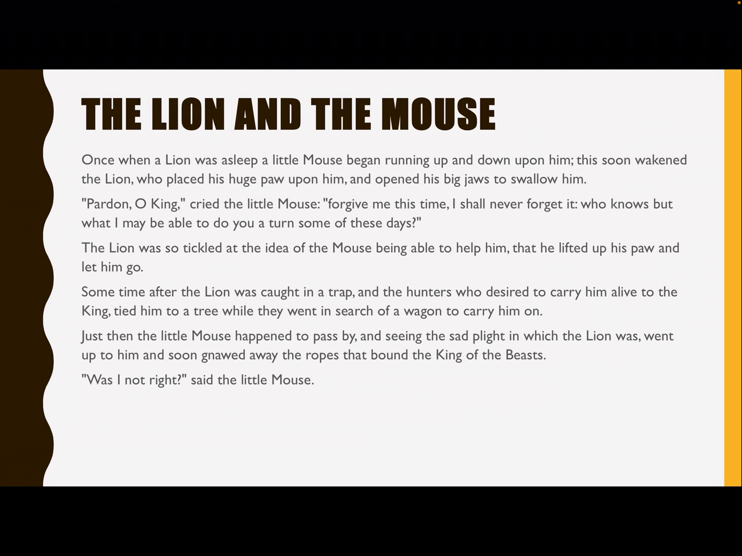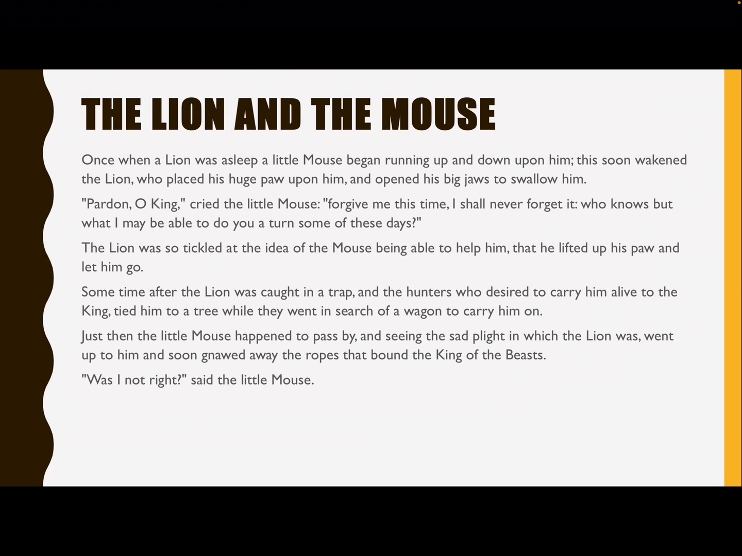So in this story, the lion is woken up by a mouse crawling up and down on him, and he catches a mouse, and he's about to eat him, and the mouse says, "Let me go, because one day I might better help you." And the lion thinks this is so hilarious that the thought that a mouse could ever help a lion that he lets him go. Doesn't think he ever will.